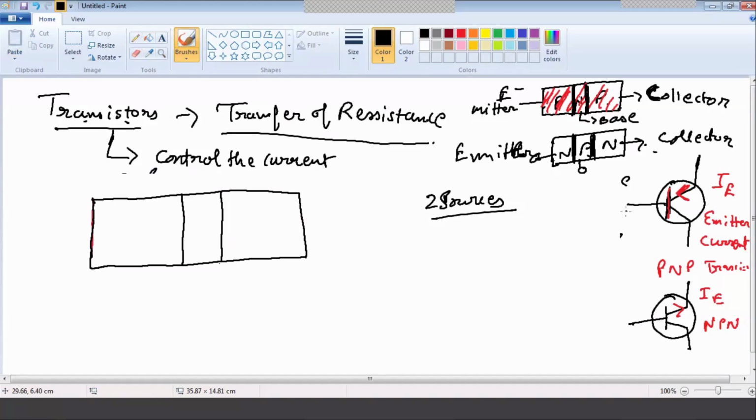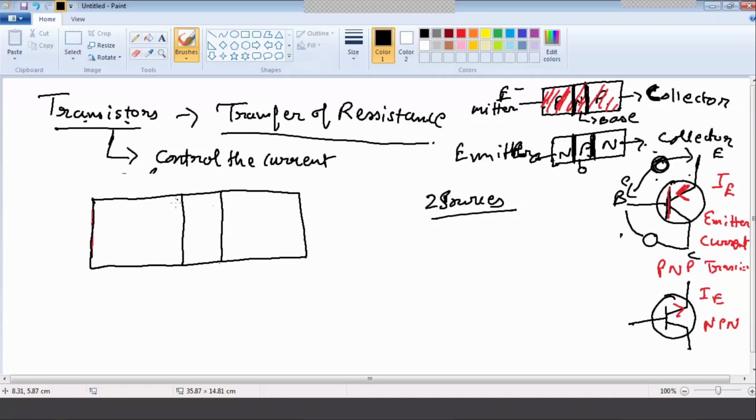One is between the collector and base, right? This is emitter, base, collector, right? And one is between the base and emitter. You will connect two sources. So of the two junctions, one will be forward biased and the other will be reverse biased.